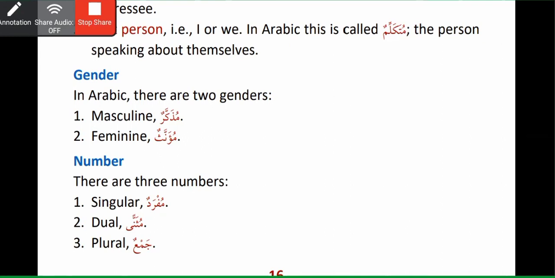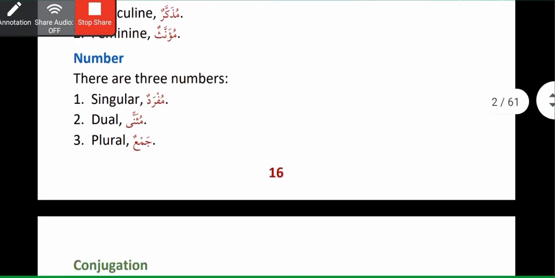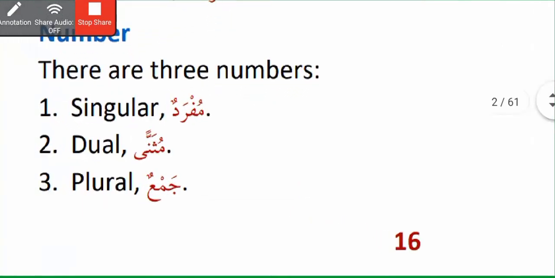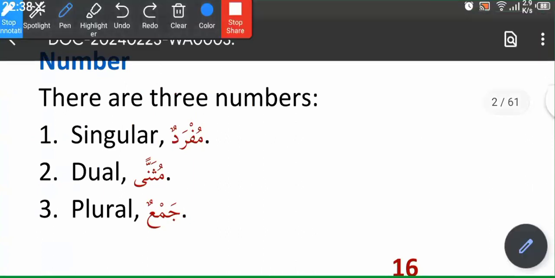So if you don't know something about this, you can refer to that lesson. Then we have numbers. In Arabic, there can be a singular, or a dual, or a plural. So it can be a mufrad or wahid, that is a singular, musanna or tasniya, that is the dual, and jama is for plural.